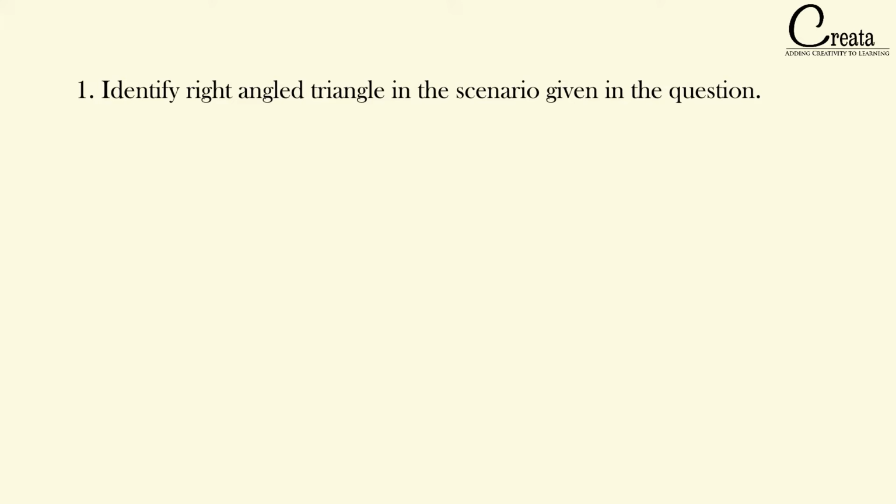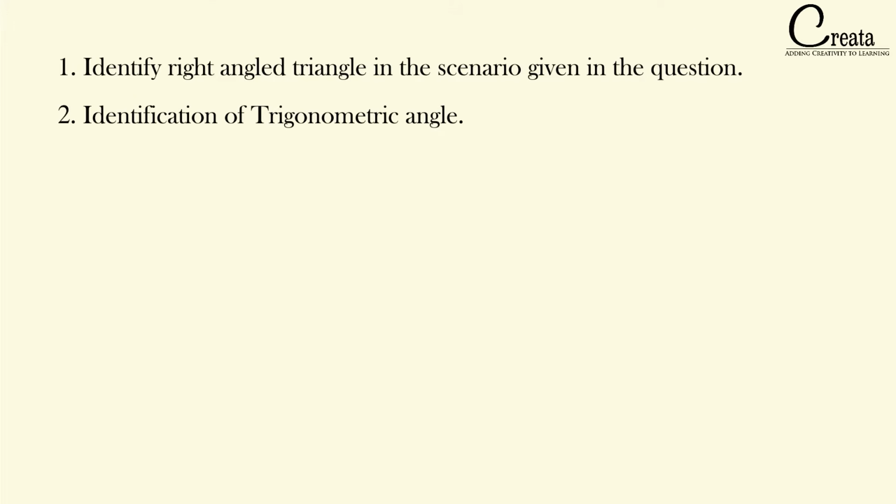The second step is identification of the trigonometric angle. Why? Because we cannot directly apply the trigonometric ratio until we know the trigonometric angle, because the trigonometric angle will govern which are the trigonometric sides. So one by one, the second step is the identification of the trigonometric angle. This is important. Let's understand why.